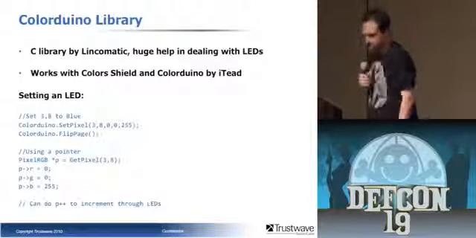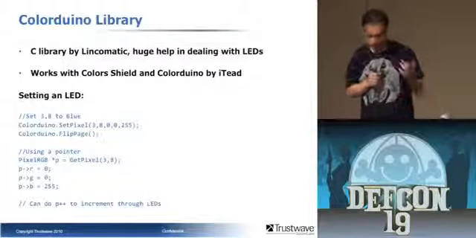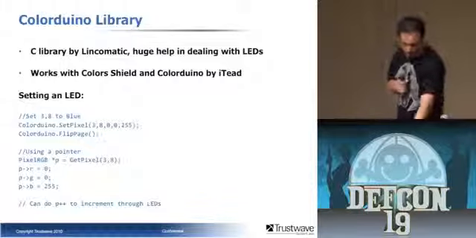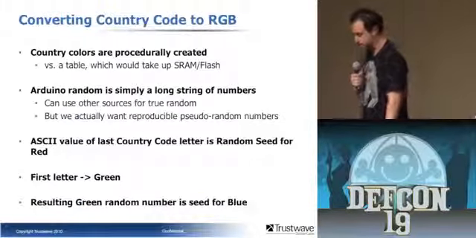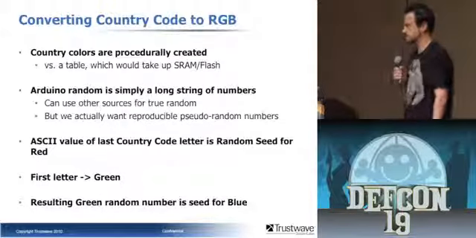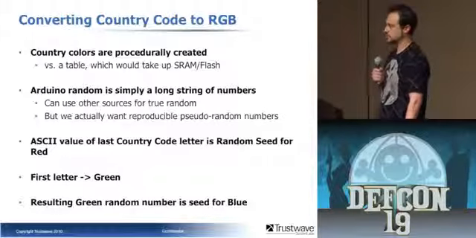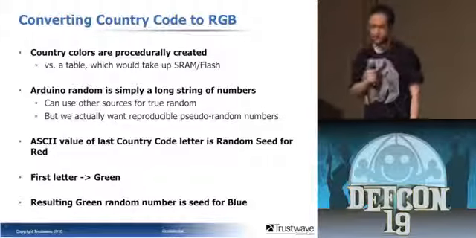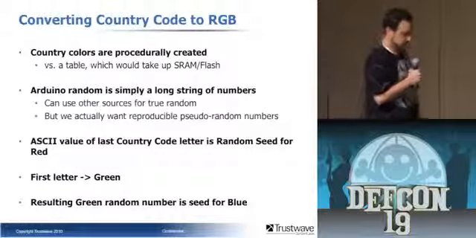I sent him an email and let him know I'm going to be doing this talk, and I sent him a recording of this, because I was very impressed with it. It's a very, very cool library. This is something I did. This was my contribution, where I had this problem that I only have 32K flash and 2K SRAM. I didn't want to store a big static table in memory to convert country codes to RGB values. You're going to see why this is important in a minute.